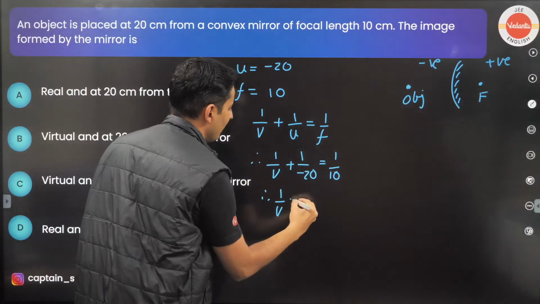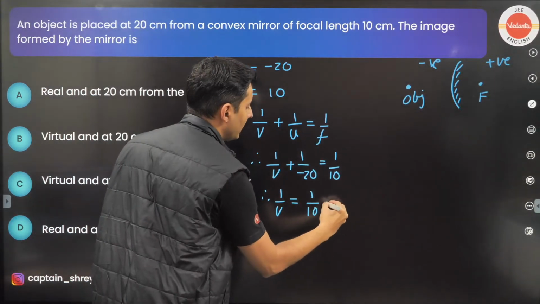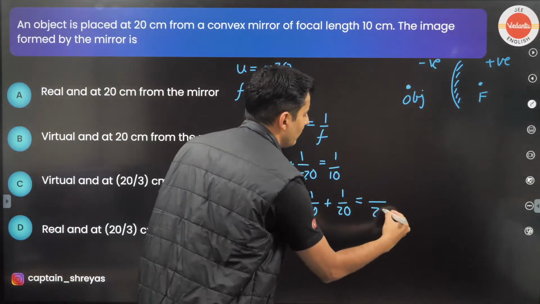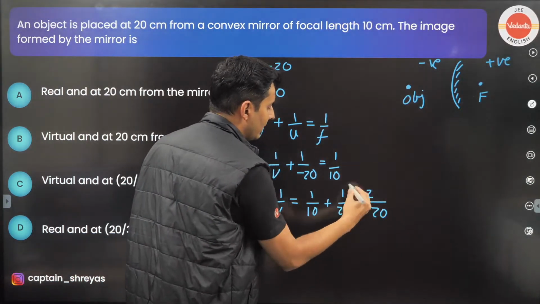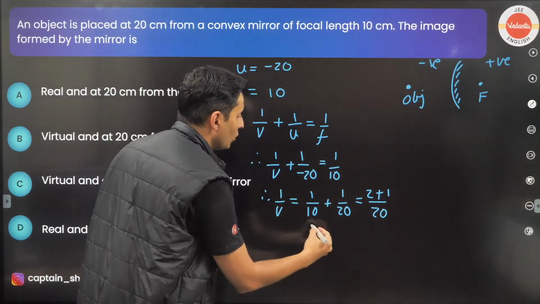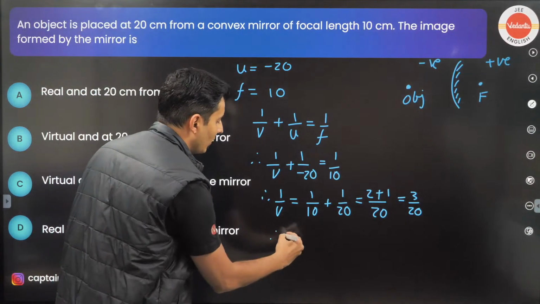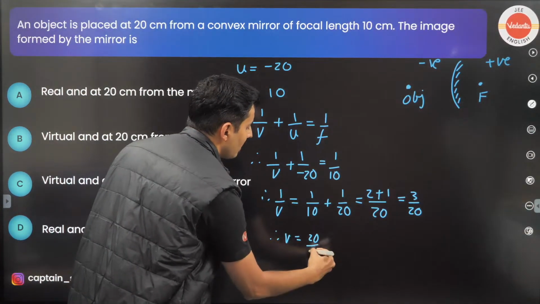Taking it on the other side, 1 by v is equal to 1 by 10, minus becomes plus, so 1 by 20. LCM is just going to be 20. 10 goes with 2, 2 times, 20 goes with 2, 1 time. So 2 plus 1 is nothing but 3 by 20. Flip it, so you are going to get v is equal to 20 by 3.